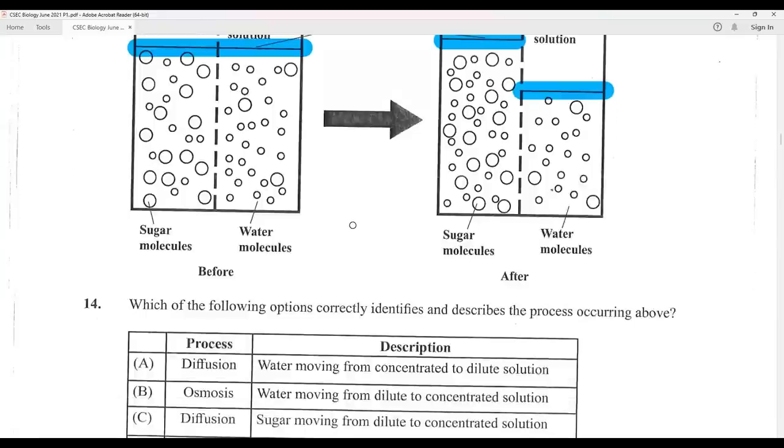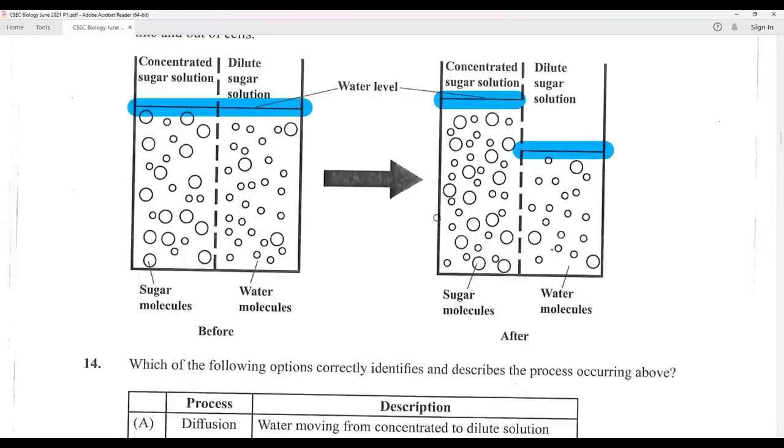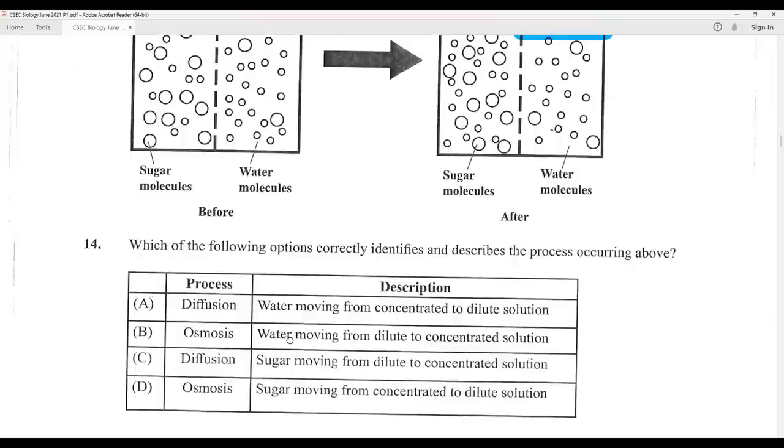Which of the following options correctly identifies and describes the process occurring? And they have a membrane, some kind of membrane going down the center here. So that instantly tells us that we are dealing with osmosis, and it's water molecules that are moving across. So we are just looking for that: water moving from dilute to concentrated solution.